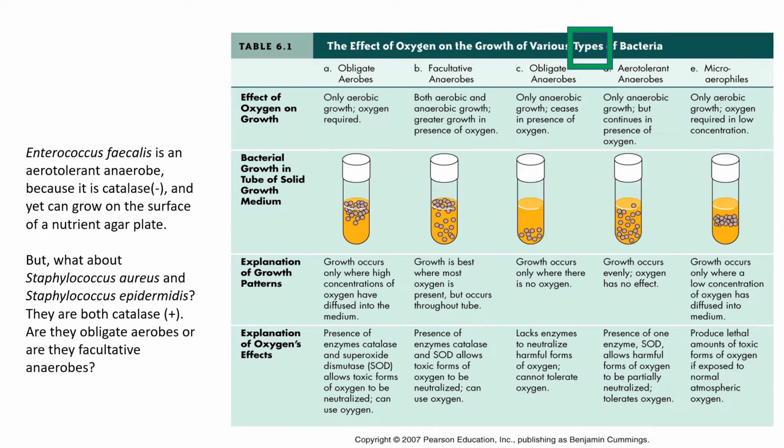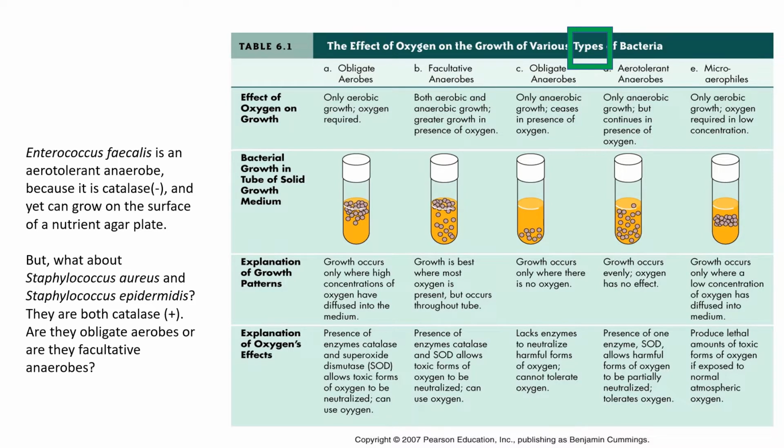So we said that Enterococcus faecalis is an aerotolerant anaerobe. It is negative for catalase, and so that's one of the ones that we could eliminate, at least with the catalase test. But with Staph aureus and Staph epidermidis, you just don't know if they are obligate aerobes or facultative anaerobes, both of which are positive for catalase.